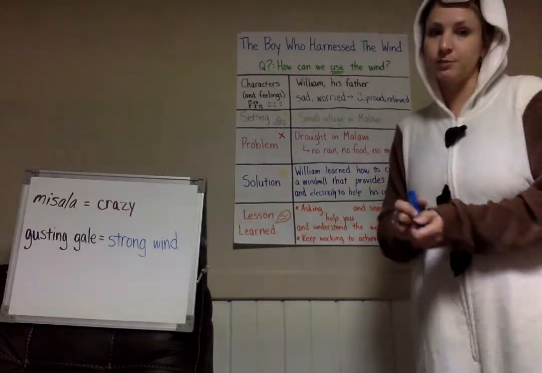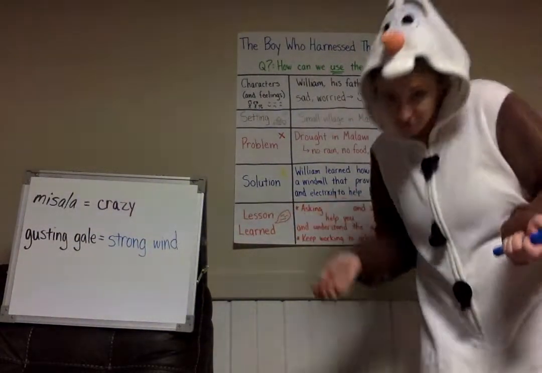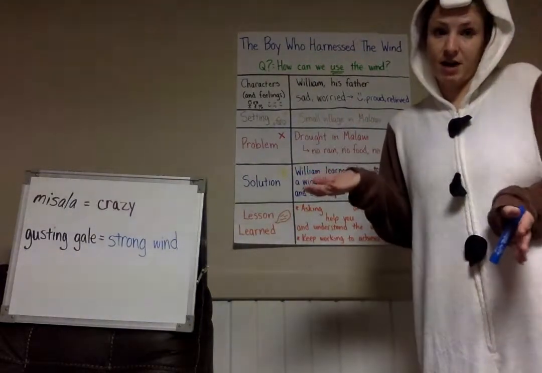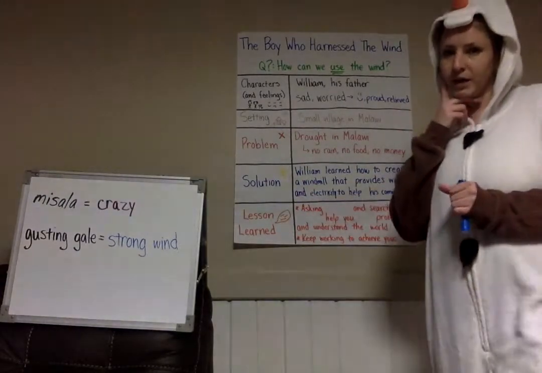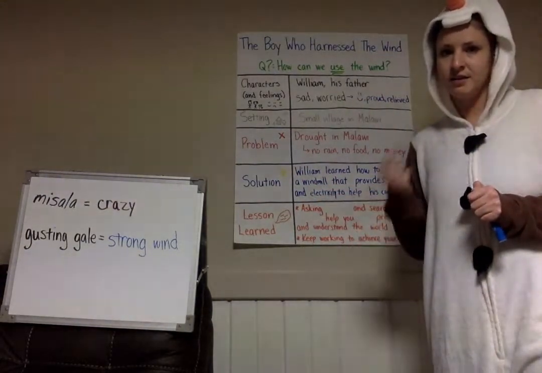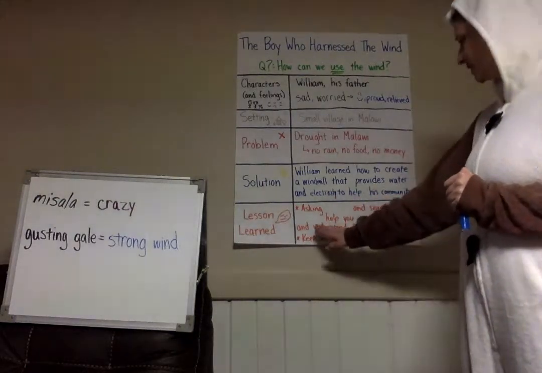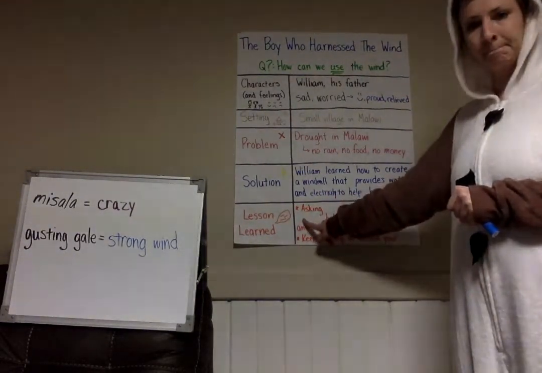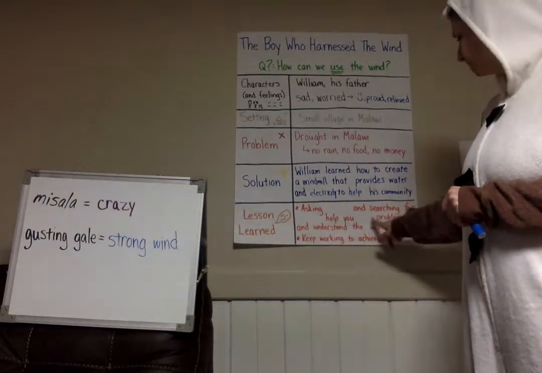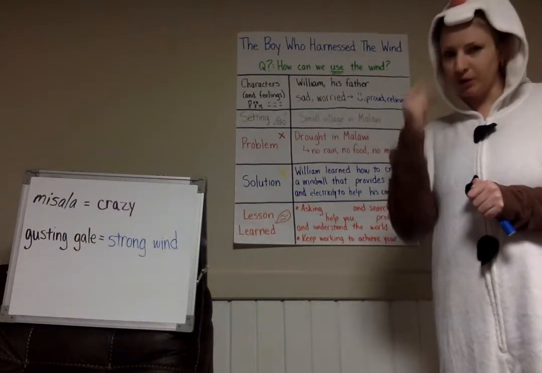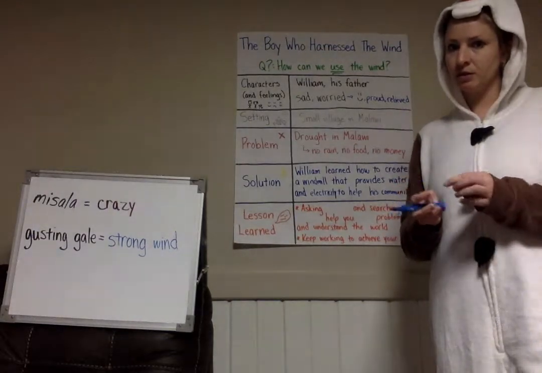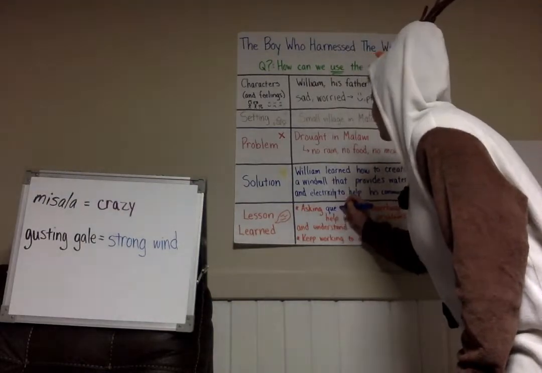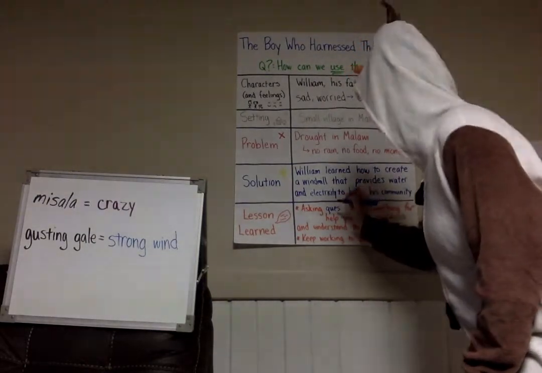Remember, the lesson learned is what we as readers, and Olaf too, can learn from this story. We're very fortunate that we're not having a drought right now, but what can we learn from William and what he did to help us? So let's think. Asking and searching for help you solve problems. What did William do a lot in the story? He was asking what? You said questions. You got it.